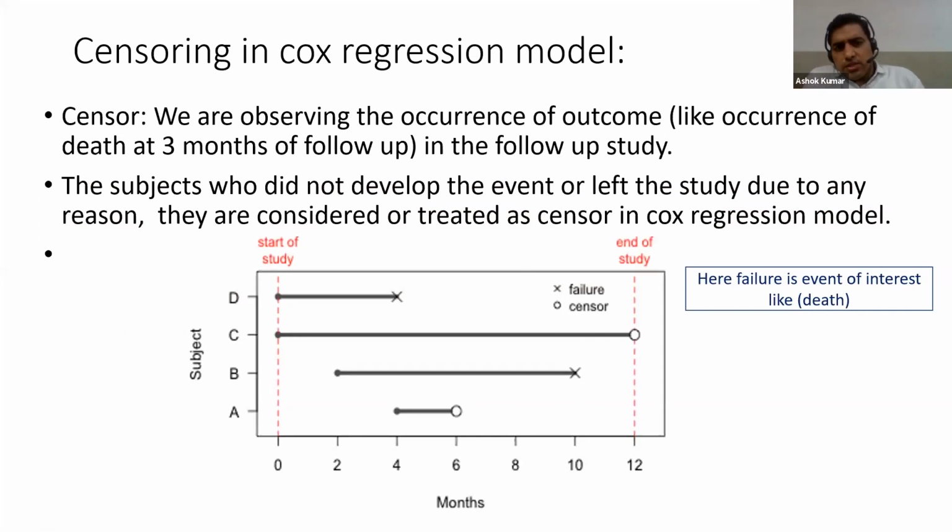Now, censoring in Cox regression model. What do you mean by censoring? Please understand this. It is very necessary in Cox regression when you give your output in Cox regression or a Kaplan-Meier curve. If you are giving a Kaplan-Meier curve, then you need this censoring. So what is a censor?